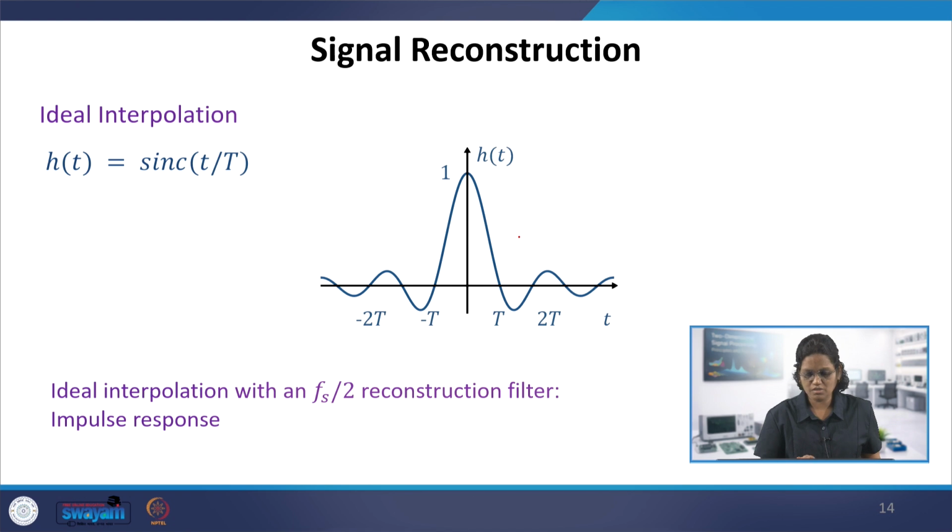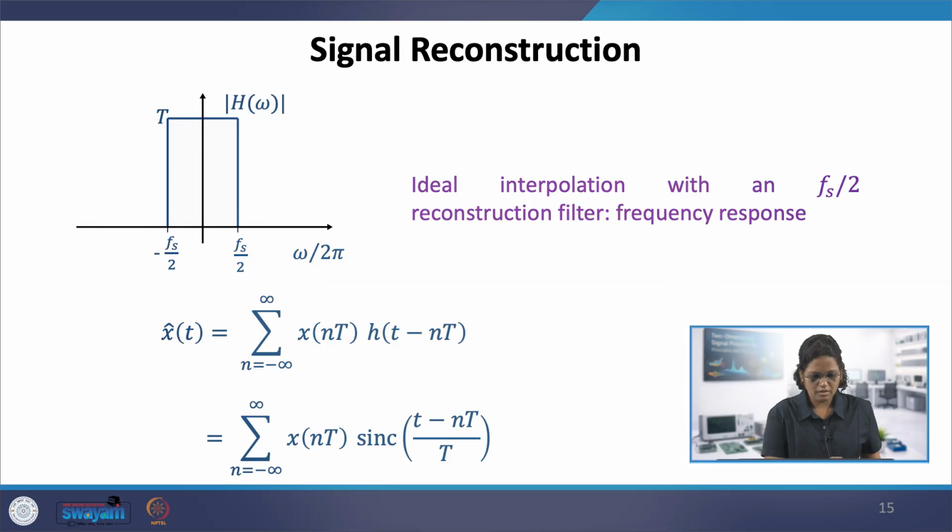So if an impulse is given to this filter, its response would be a sinc. In the previous case, when the impulse is given, the response is a rectangular function. Now having this filter, which is the fs by 2 filter, whose H of omega is this. Anyway, this is not needed for the discussion. Now when you pass x of t through h of t minus nT, we get the reconstructed sequence as this.